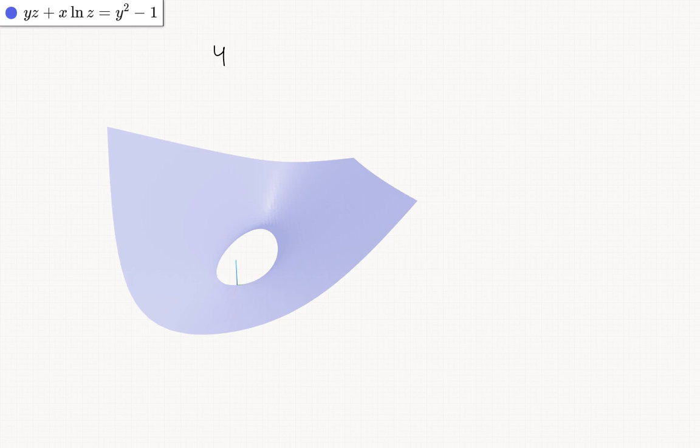Now let's say we're dealing with a variable that's defined implicitly. So if we take the surface yz plus x ln z equals y squared minus 1, then we can't isolate the z variable, but we can still find the partials of z using implicit differentiation.